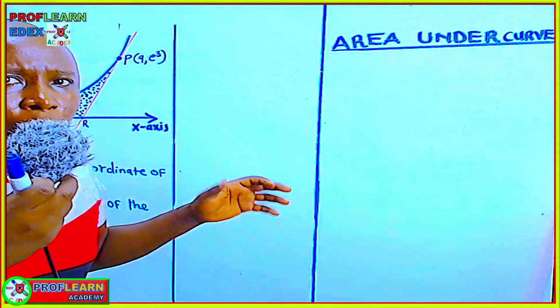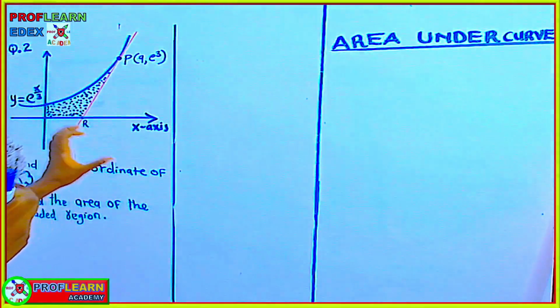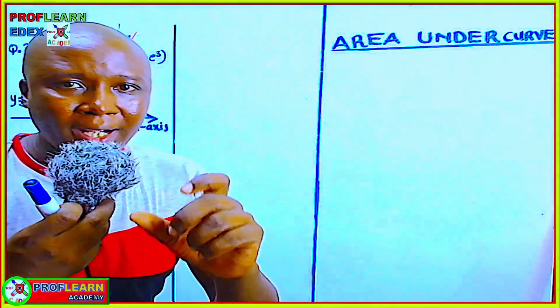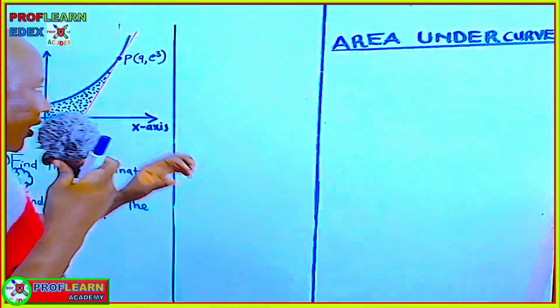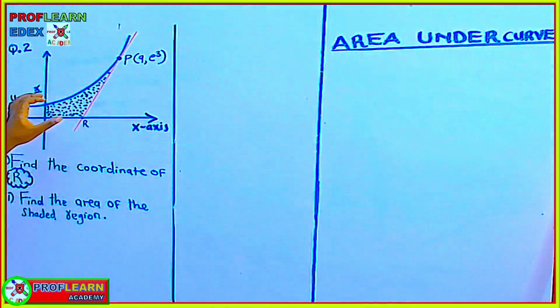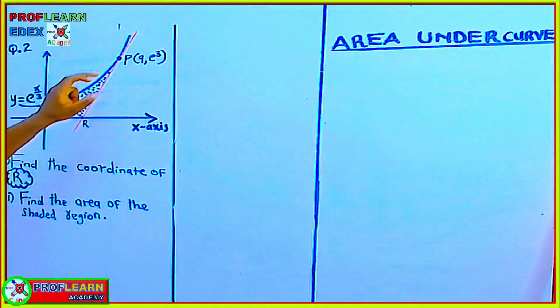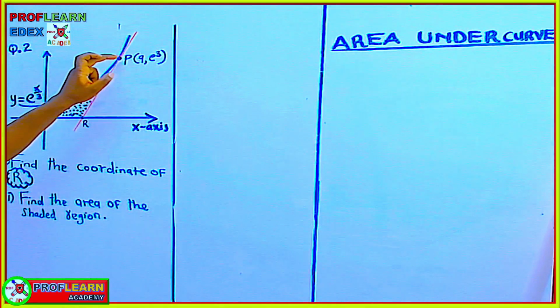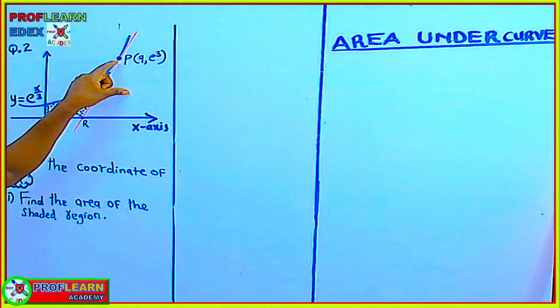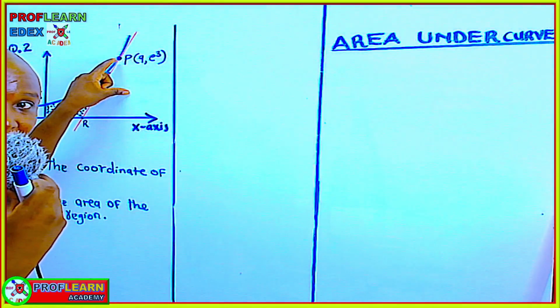Now, the first thing we're going to do in order to work out the area of the shaded region is to work out the equation of the tangent. And for us to work out the equation of the tangent, we need to know what's the gradient of the curve at the point where the tangent touches the curve.